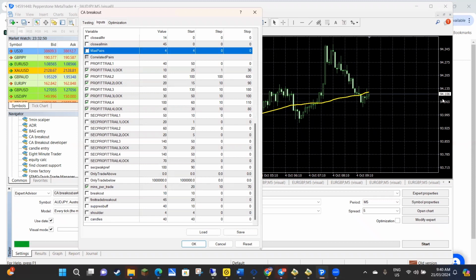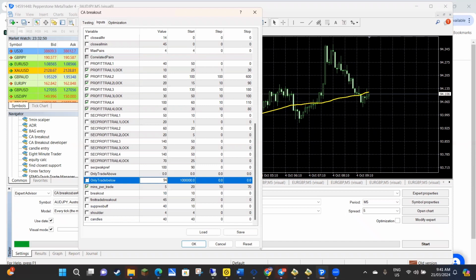So if we look over here on the chart, if the market got above 94.345 and we didn't want it to trade if it got above that, we would just come to here and put in 94.345, and now it's only going to trade if the market is below this value. If the market goes above this value, it'll stop trading. And that's just going to work off the initial trade.